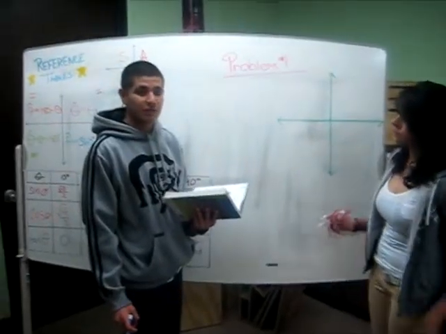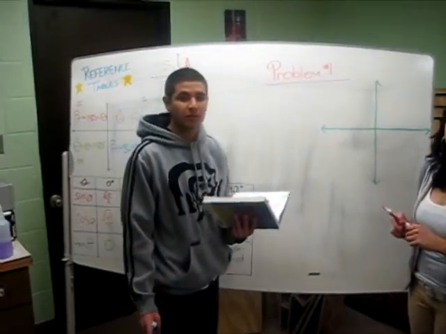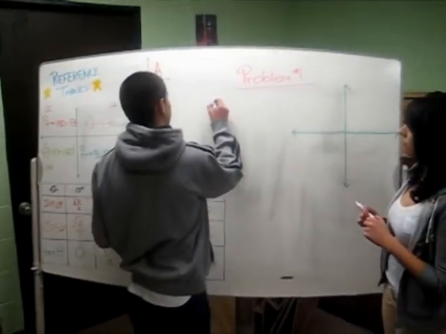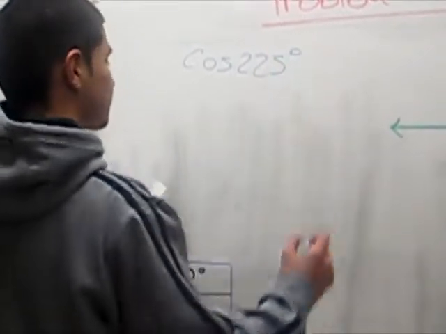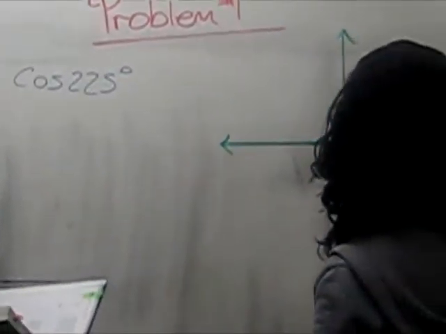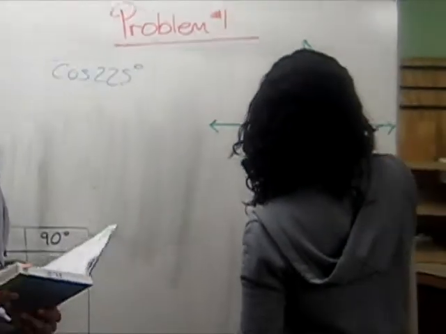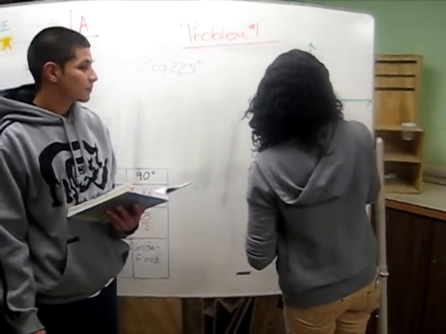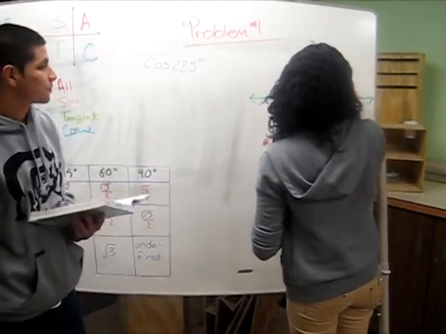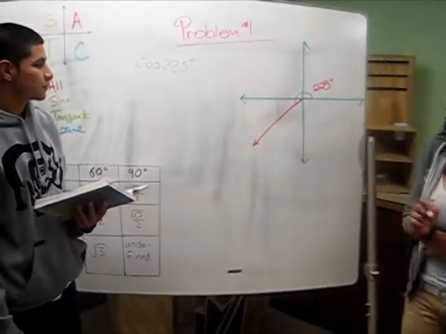Okay, class, for the first problem, we're going to find the exact value of cosine of 225. To start off, we have to actually draw the angle. So have it going down since it's in the third quadrant. And this is 225 degrees.